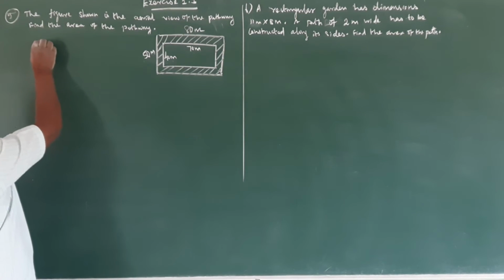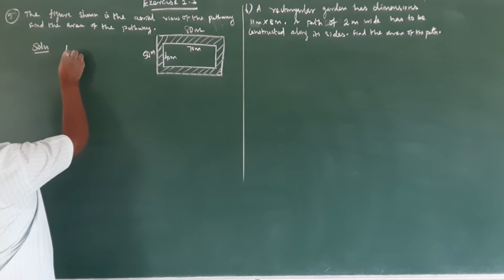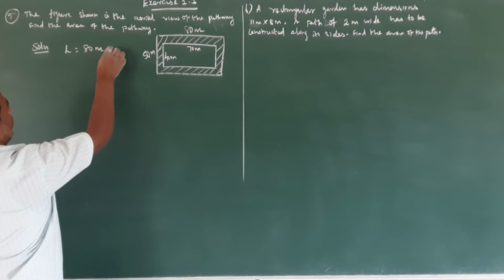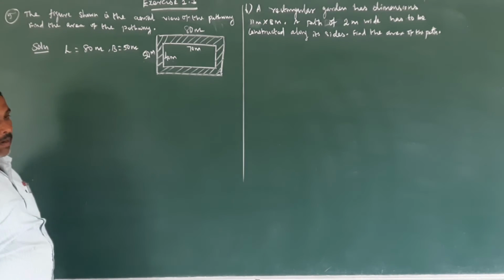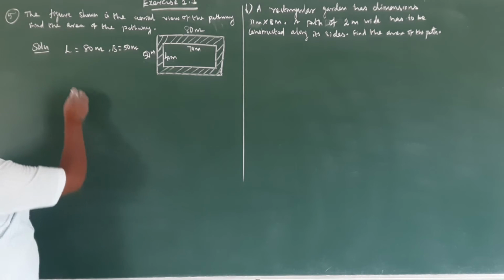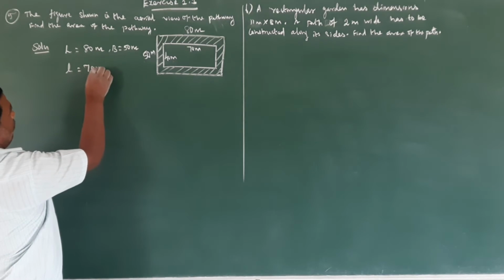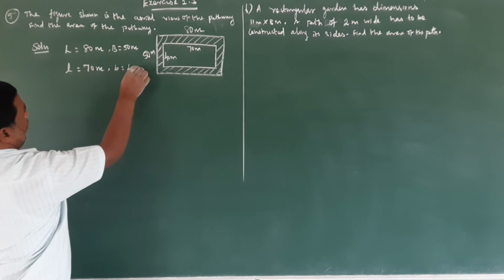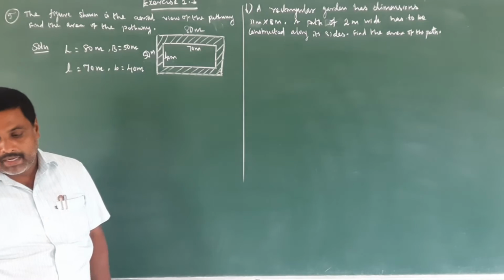Now solution. Capital L equal to 80 meters. Capital B equal to 50 meters. Now small l equal to 70 meters. Small b equal to 40 meters.